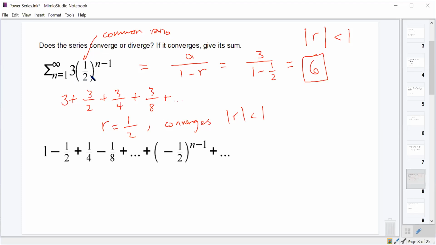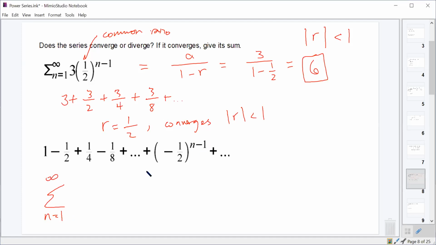Okay. What about this one? 1 minus a half plus a fourth minus an eighth and so on. And what are we doing? We're adding in negative a half to the n minus 1 every time. So where does this need to start at? It should start at n equals 1. Exactly. We're going to go to infinity.